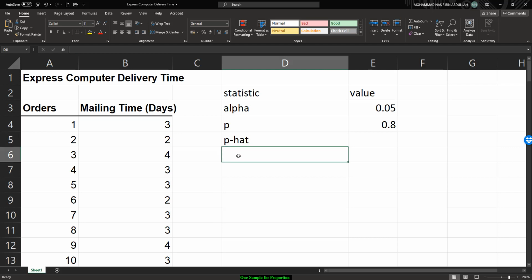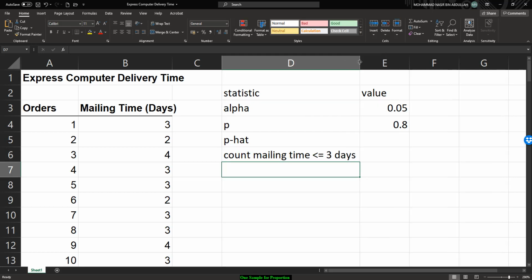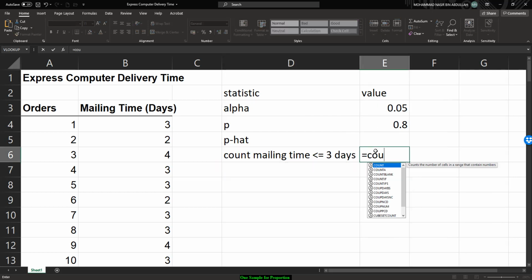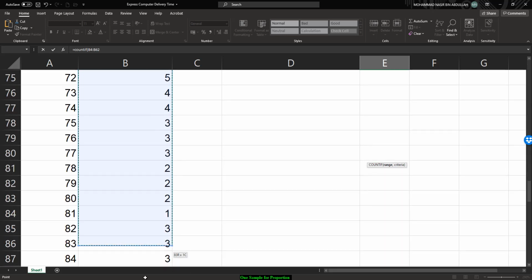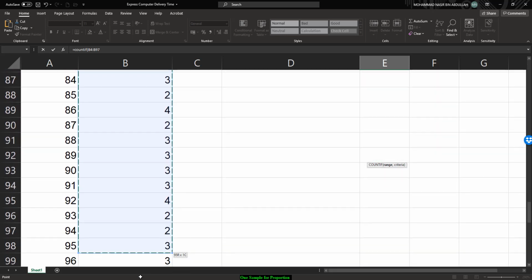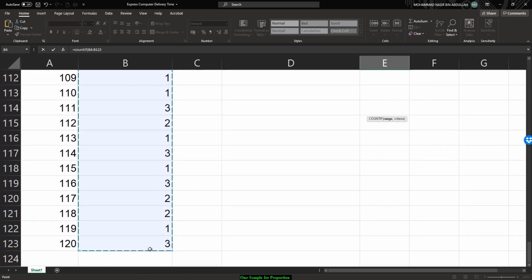In order to calculate P hat, we need to count how many mailing times are less than or equal to 3 days. To count this, we are using the COUNTIF function. We're going to select from B4 until B123.